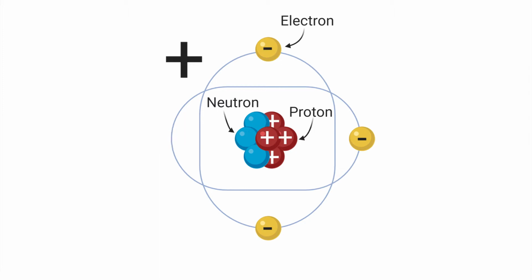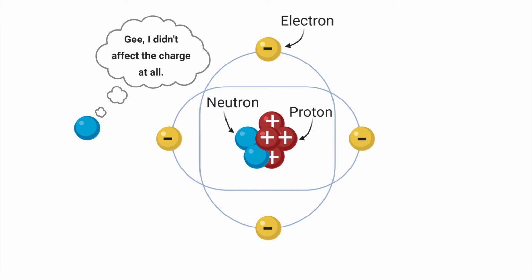If an atom has fewer electrons than protons, it becomes positively charged. On the other hand, if it has more electrons than protons, it becomes negatively charged. Neutrons do not have a charge. When an atom is charged, we call it an ion, but we will talk more about ions later.